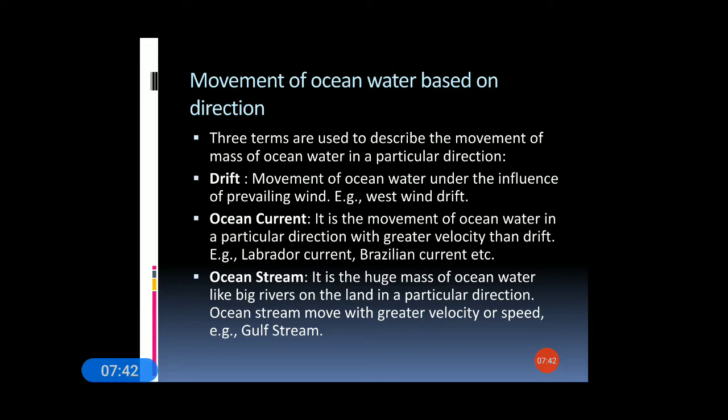When a huge mass of water moves in a uniform direction at a greater velocity, it is termed an ocean stream. An example can be the Gulf Stream. The speed of the Gulf Stream is quite high, quite more compared to the other two. So these are the movements of ocean water based on direction and velocity. You may be asked to classify the movement of ocean water based on velocity and direction. On that note, you can write these three types: drift, ocean current, and ocean streams.